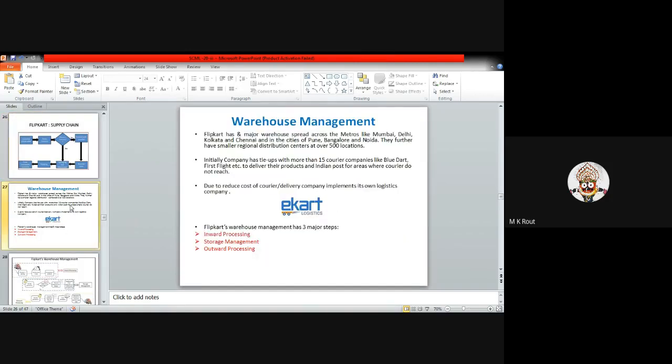The next important part is warehouse. The most important part in operations management as far as Flipkart is concerned. Flipkart has warehouses spread across the metros like Mumbai, Delhi, Kolkata, Chennai, and in other cities like Pune, Bangalore, and Noida. They further have smaller regional distribution centers over 500 locations. For example, think about the Chandrasekharpur area, with reference to Bhubaneswar. How many distribution centers are there?